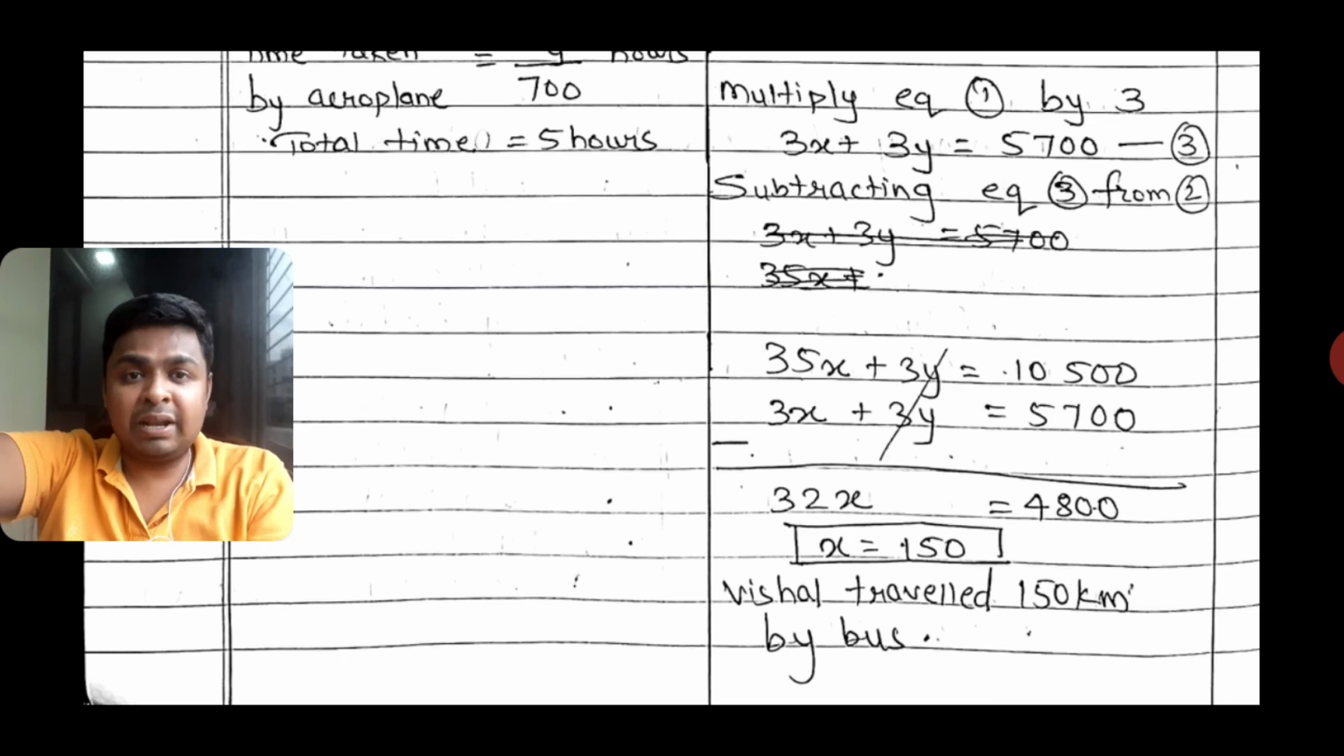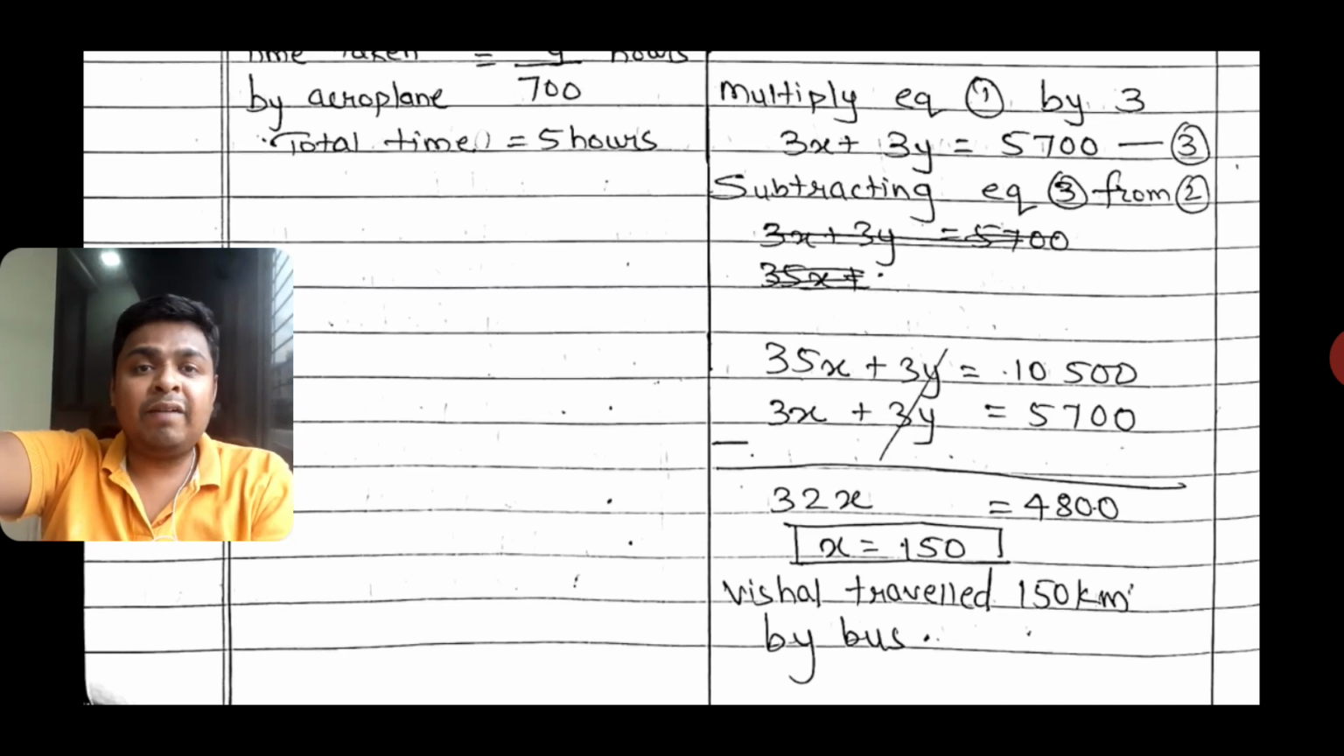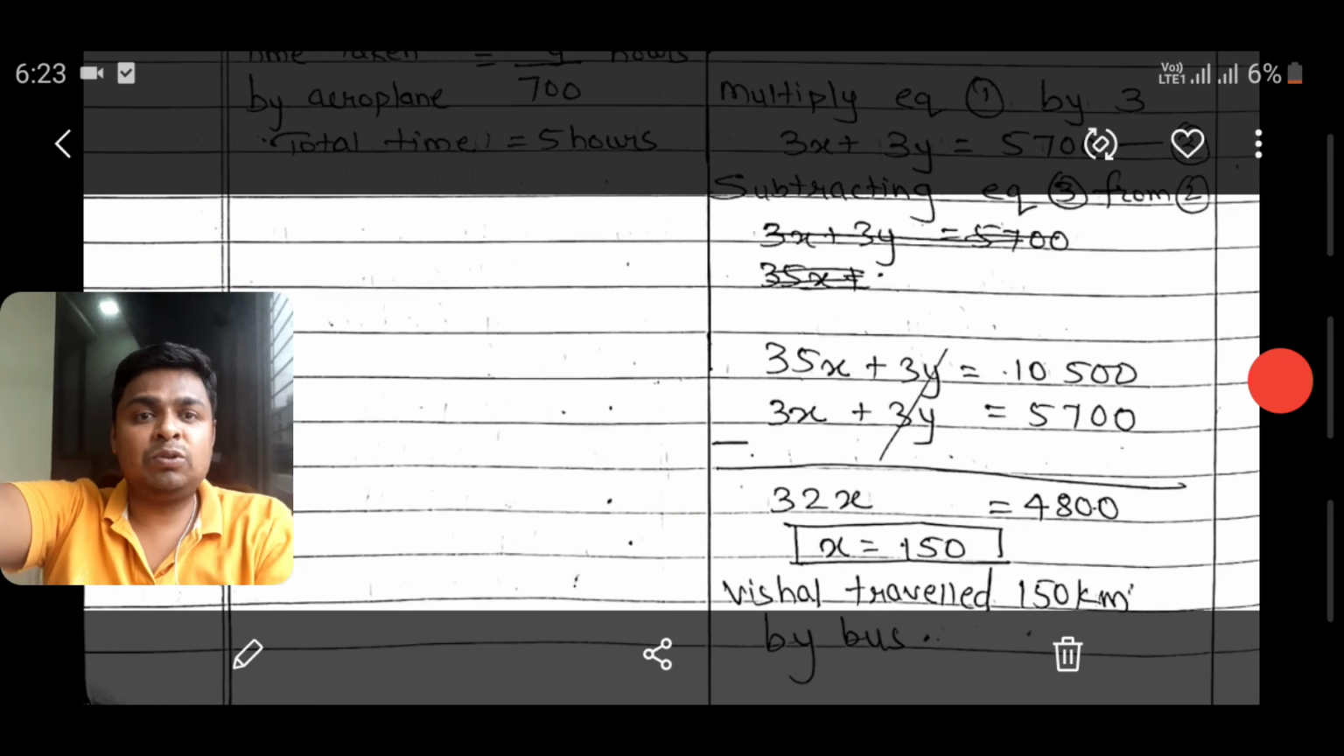If we change the numbers, if we change the problem, then also you will be able to do it, because you have understood the process. For understanding the process, practice is necessary. That's why I'm suggesting you to practice it again.